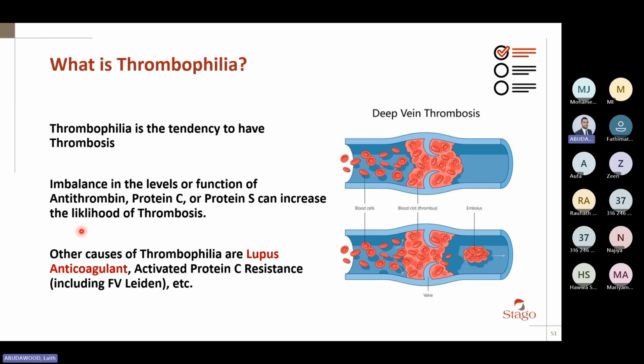So we either have a problem with the natural anticoagulants in the body: antithrombin, protein C, or protein S. They might be low in numbers, or maybe they are dysfunctional. Or we may have something like lupus anticoagulant, which can trigger thrombosis. Or you may have activated protein C resistance, where protein C is working, but factor V resists the inhibitory effect of protein C. So this predisposes the patient to thrombosis.